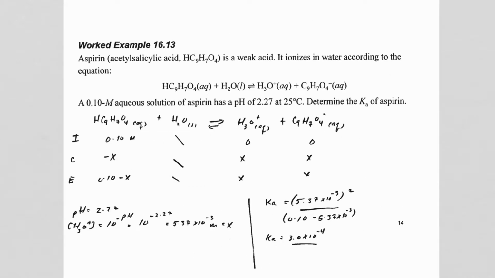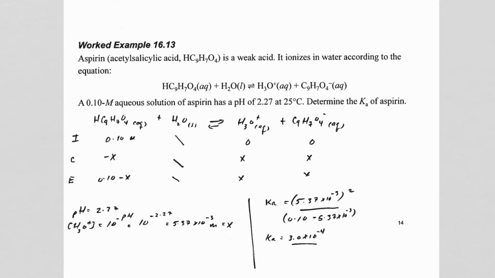Lastly, we have this problem here. We want to figure out what is the value of Ka for a given acid. We can do that, so long as we have initial concentration and something more. In our case, we're going to have pH. As you know, we can relate pH with concentration of hydronium through this right here. Concentration of hydronium equals 10 to the minus pH. So 10 to the minus 2.27, which is what we have right here, gives us this number.